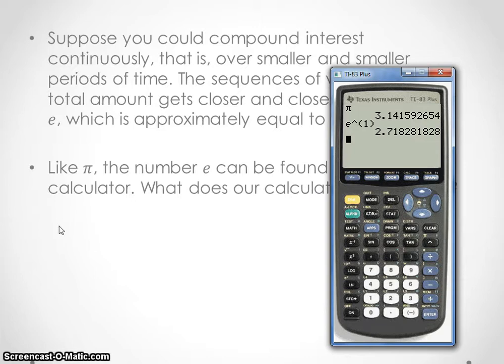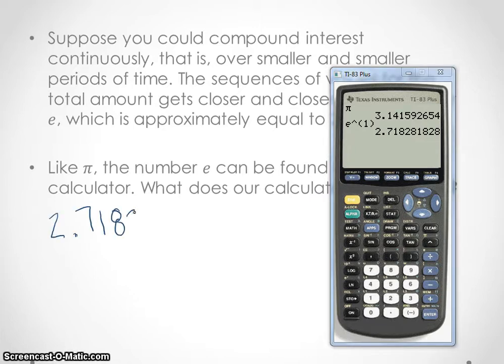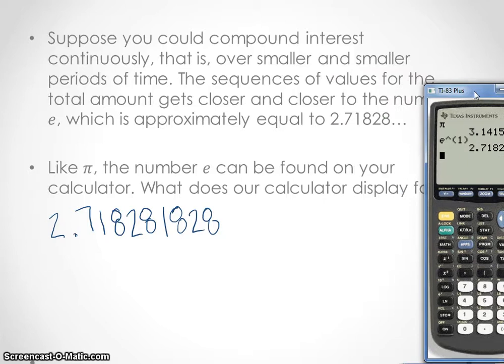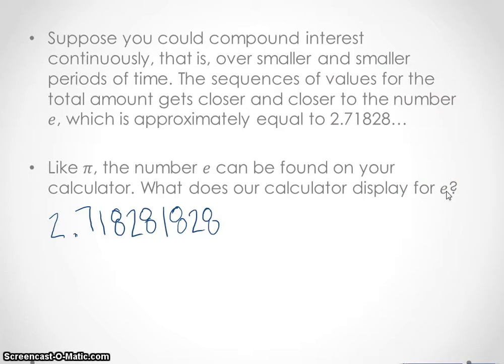So your value that your calculator gives is 2.718281828. Now it looks like there's a lot of 2's and 8's giving us a pattern, but it actually does not give us a pattern, so don't let that fool you here. Okay, so just like pi, it's an irrational number, and it can be found on our calculator.